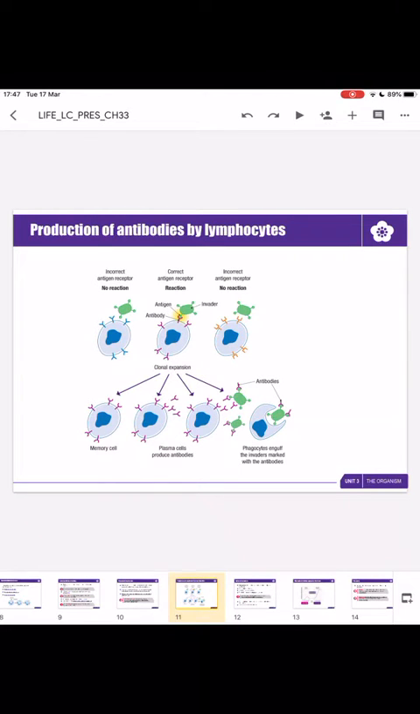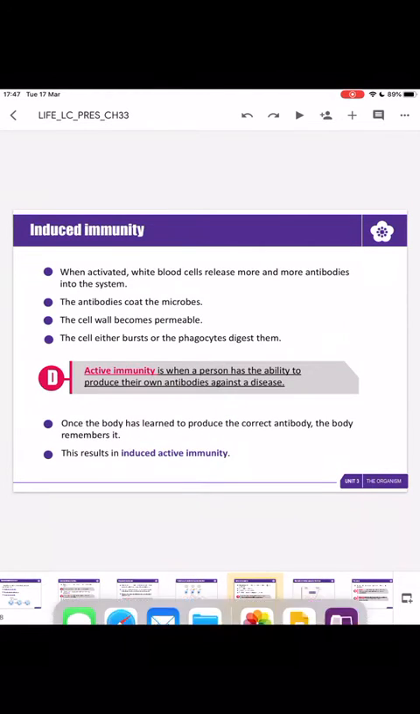So your phagocytes or your macrophages, whichever the case may be, they actually engulf them, but only the ones that are marked with the antibodies. Okay, so that is how antibodies work.